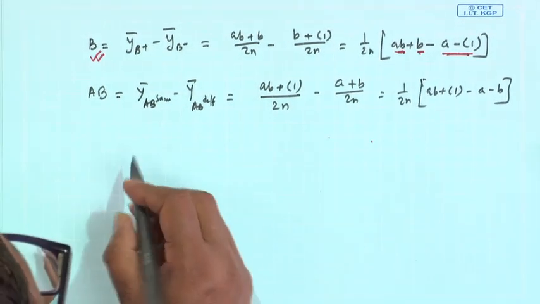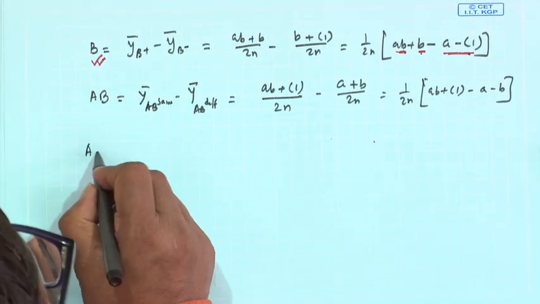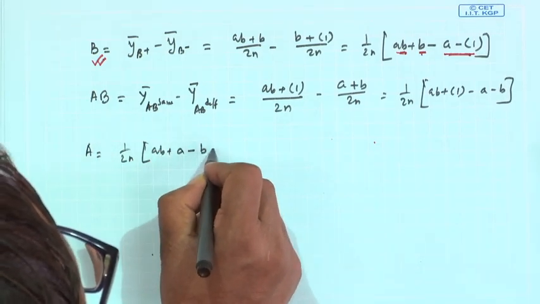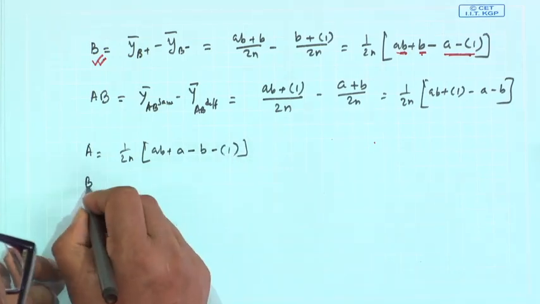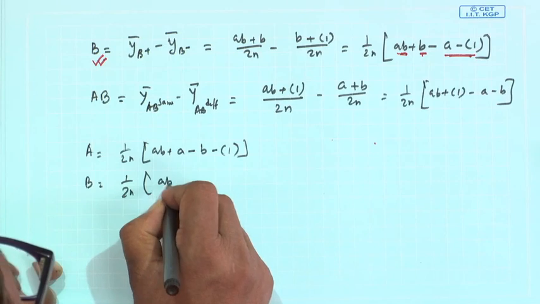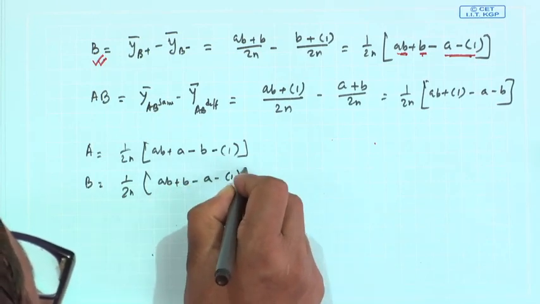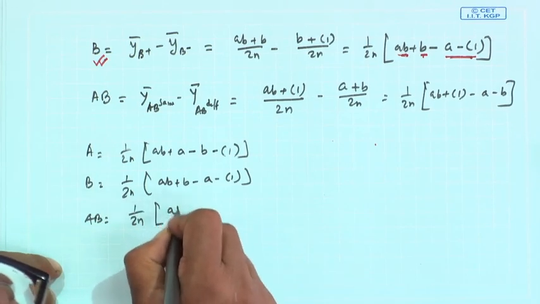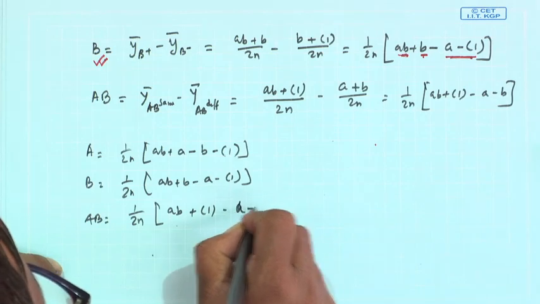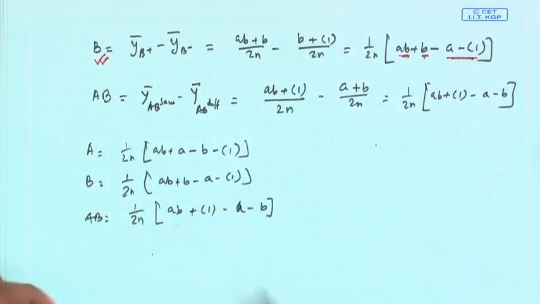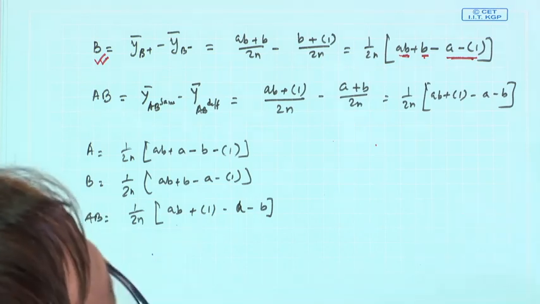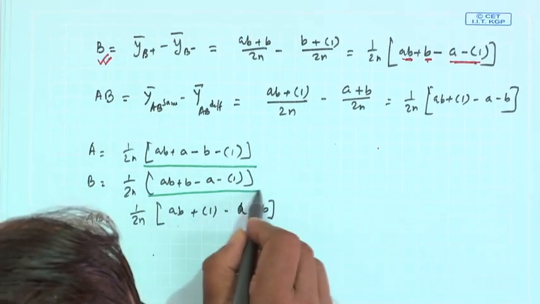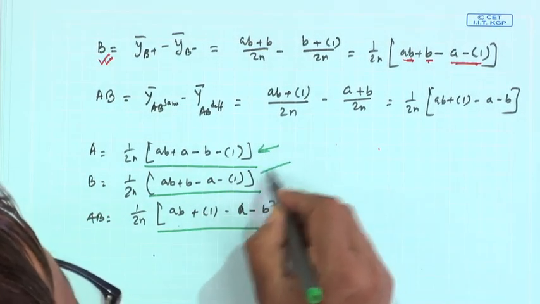Okay. So, here if we see, A is 1 by 2n, ab plus a minus b minus 1. B, if you see, is 1 by 2n, ab plus b minus a minus 1. AB, if you see, is 1 by 2n, ab plus 1 minus a minus b. Okay. So, interestingly, within the third bracket you have a quantity everywhere, and this is known as a contrast.